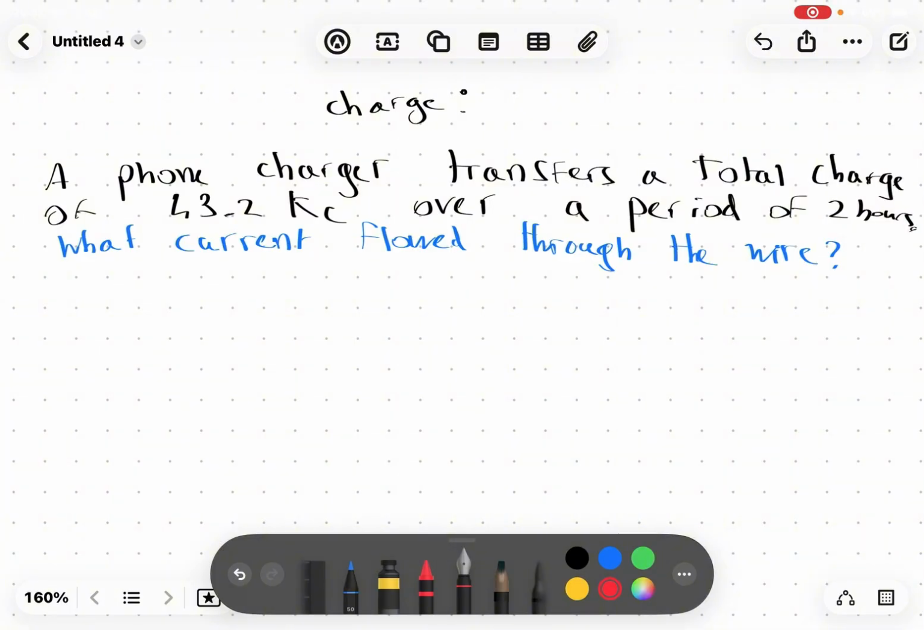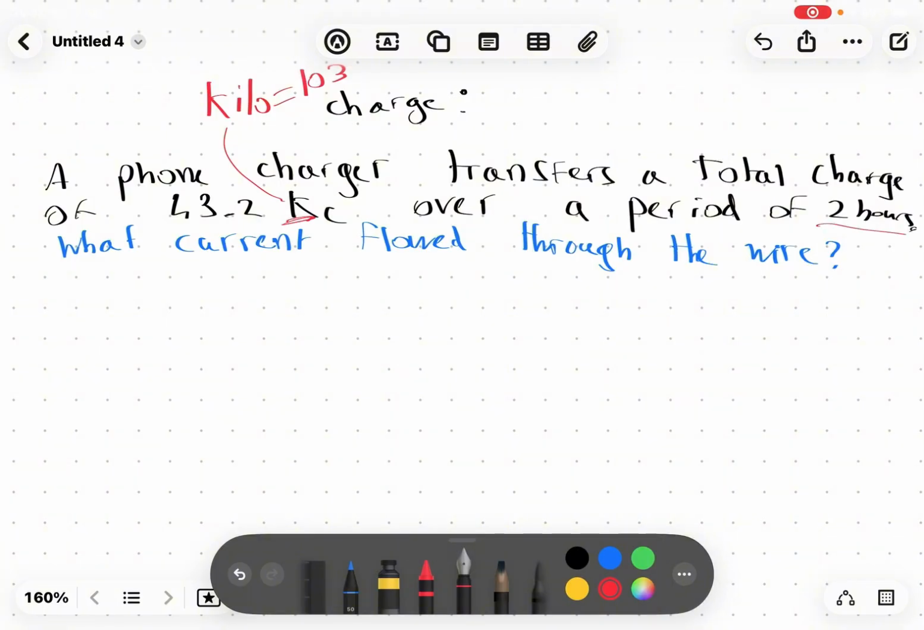What is the current flow through the wire? So look now, don't be scared of the kilo. Kilo is basically 10 to the power 3. I did a video about that, my first video. I'm pretty sure it's about the units and all that type of stuff.